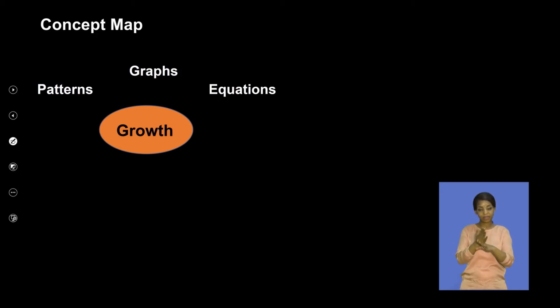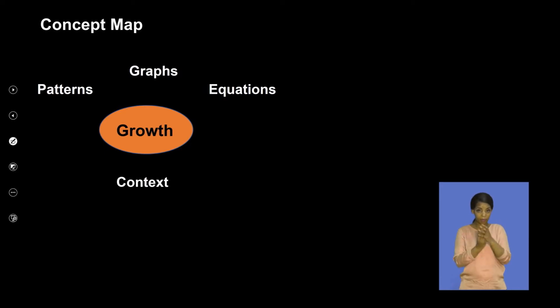Now, to pin this down, we're going to use a concept map. Our big idea is growth. Under growth, we're going to look at what patterns the growth follows. We're also going to look at growth in terms of graphs, as I've shown you with the previous example. And we are also going to look at equations. Equations would then be the model that I just explained, whether we can develop a model to explain the growth that we want or to predict this growth that we are talking about.